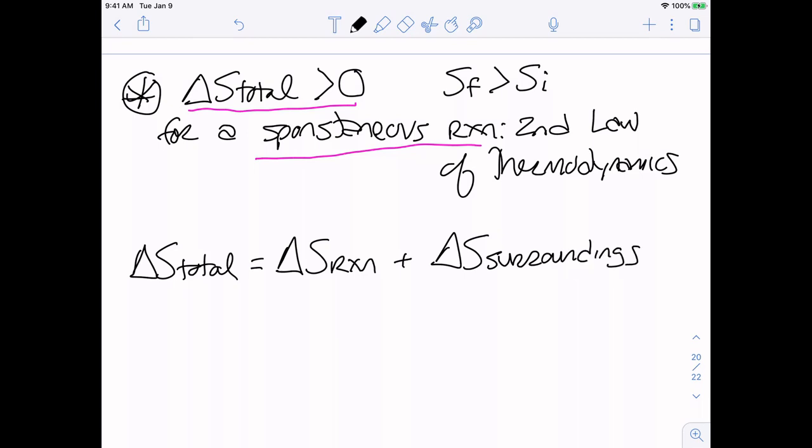So my chemical system could actually become more ordered, right, less disordered. The entropy could decrease as long as the surroundings become even more disordered than the reaction became ordered, if that makes sense, right? The total has to increase. It doesn't mean both parts have to increase. It's just when I add the two entropies together, it needs to be a positive value for the reaction to be spontaneous. If it was a negative value, it would be a non-spontaneous reaction.